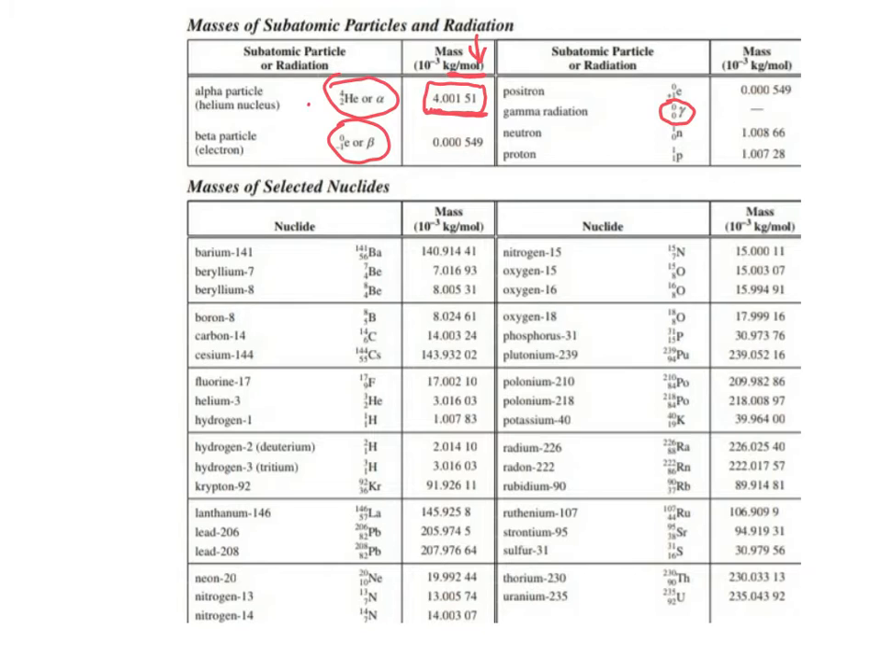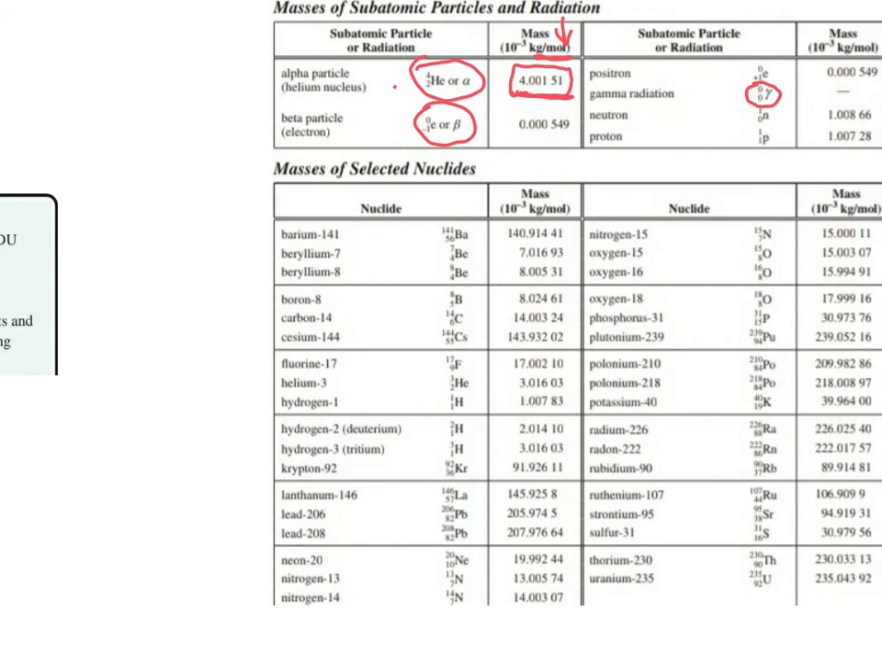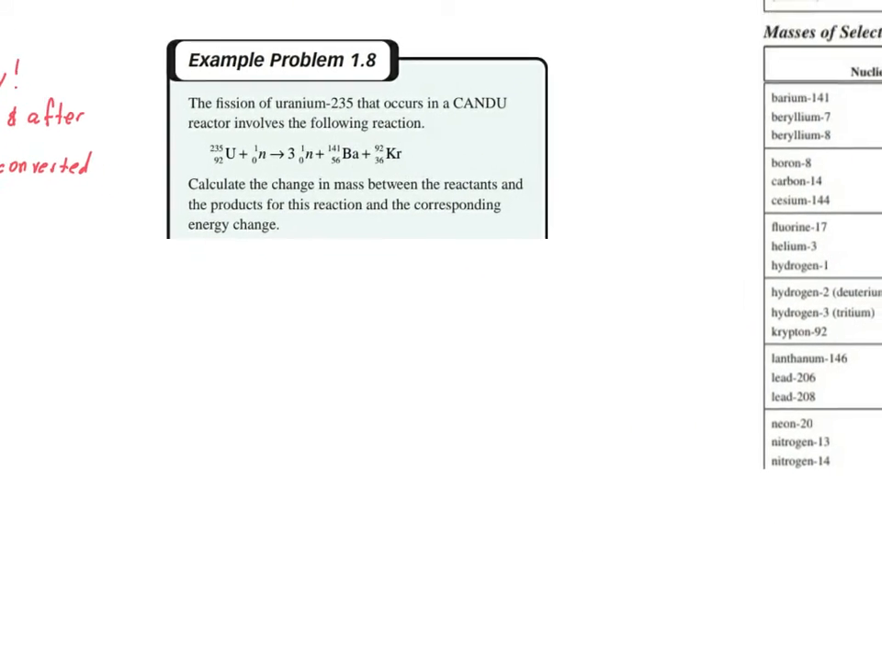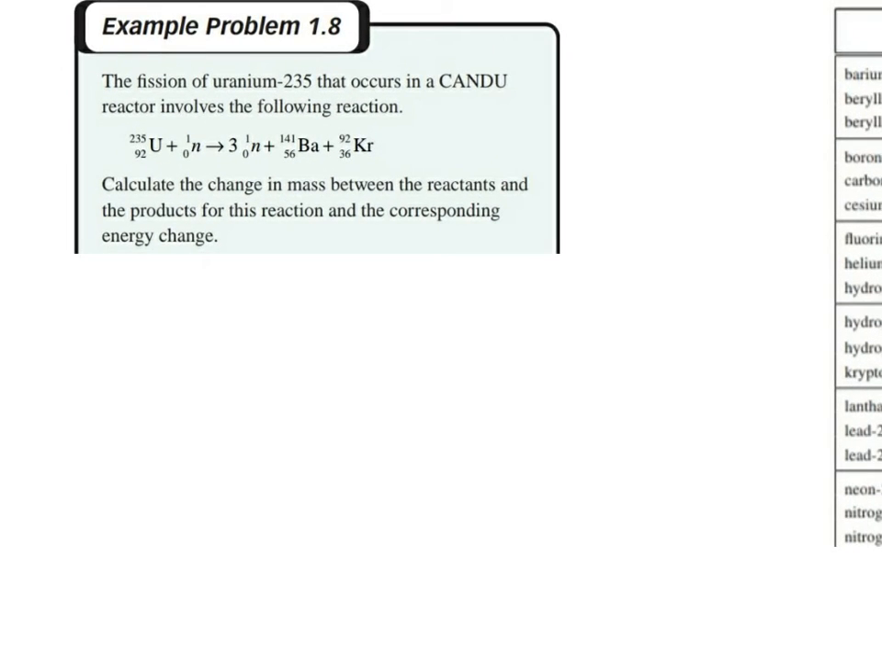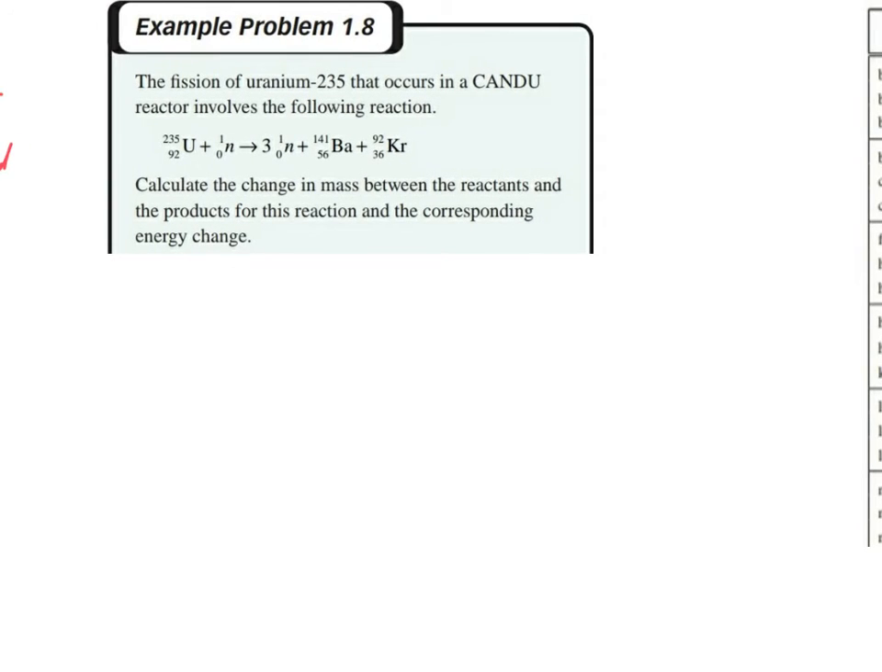And again, you've just really got to be organized when you set up these questions, because it's a lot of paperwork, a lot of work, and there are easy ways to screw up. So just take your time, guys, when you're doing these questions, both when you're practicing them and when you're doing the questions that I assign for homework, okay? All right, so let's get into this question, and I'll show you how to do this. The fission of uranium-235 that occurs in a CANDU reactor involves the following reaction. And there we are, there's our reaction right there.